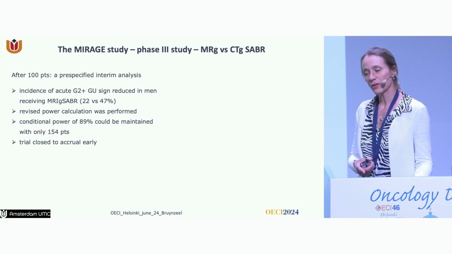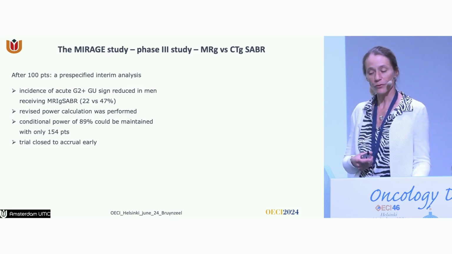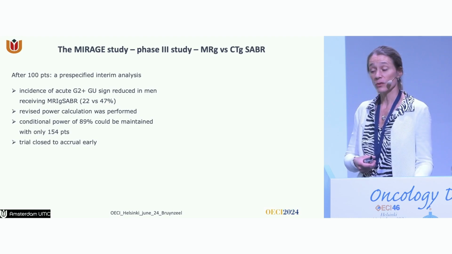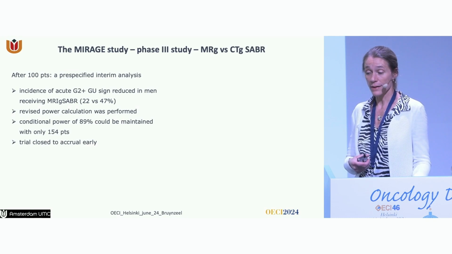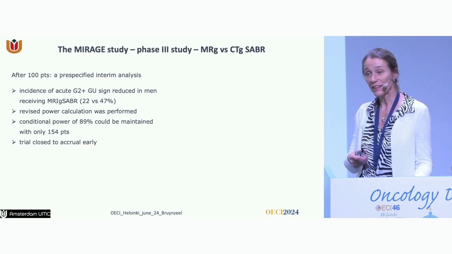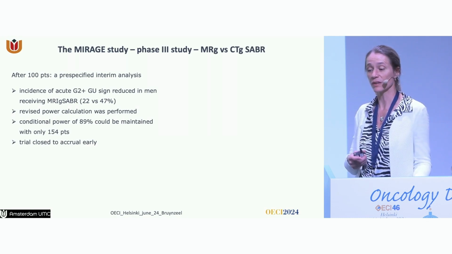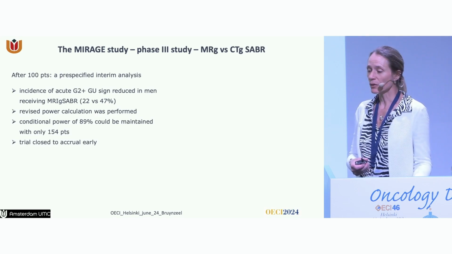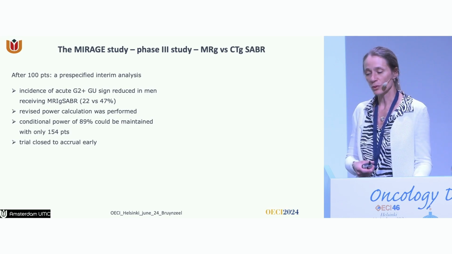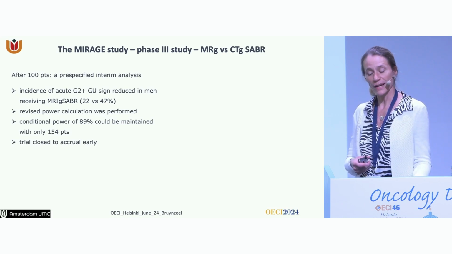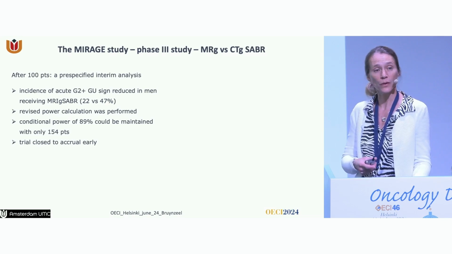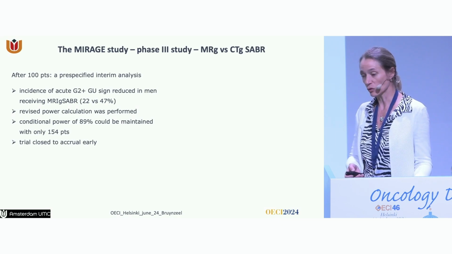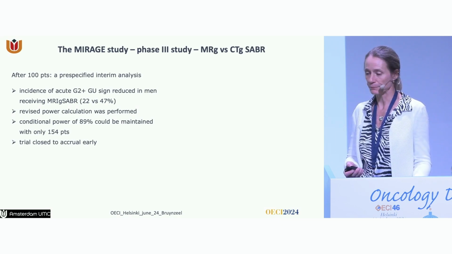A pre-specified interim analysis was performed after 100 patients were evaluable for the endpoint, and the incidence of acute grade 2 or higher GU toxicity was significantly reduced in men receiving MR treatment. So a revised power calculation was performed, and it was concluded a conditional power of 89% could be maintained with only 154 patients, and therefore the trial was closed to accrual early.